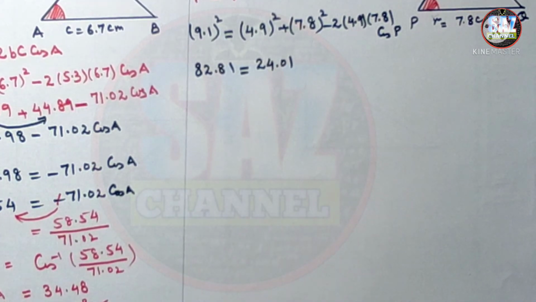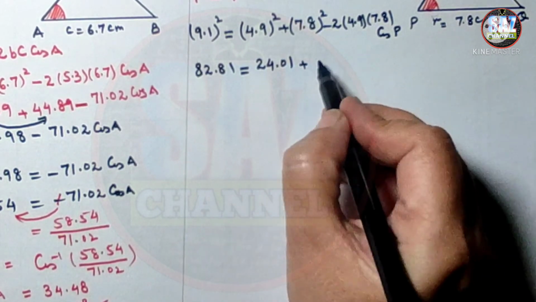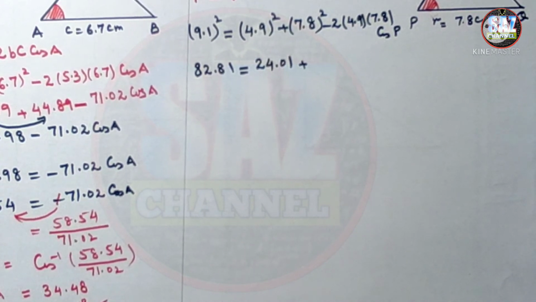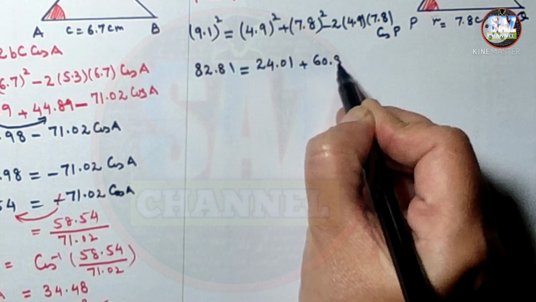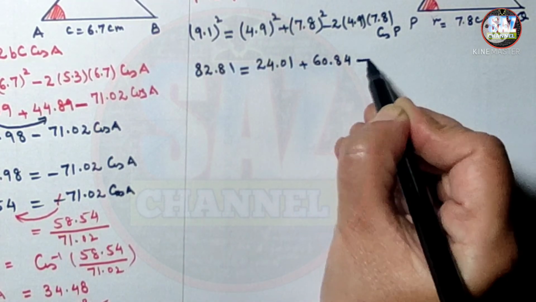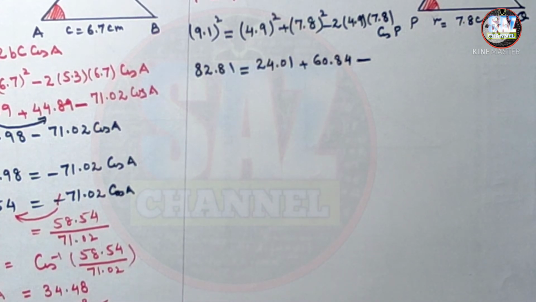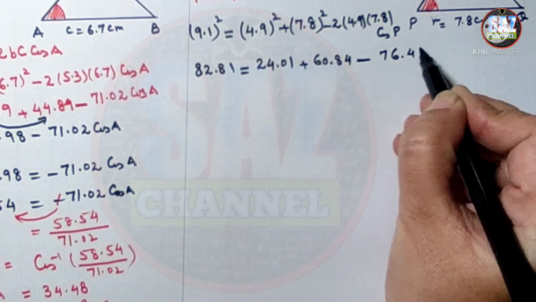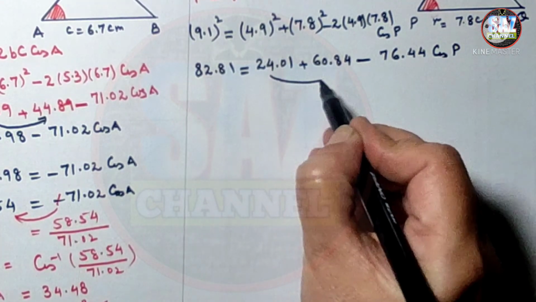7.8 square, let me confirm, yes, 60.84. Minus 2 multiplied by 4.9 multiplied by 7.8, and this gives me 76.44 and cos of angle P. Now first add up these two like terms.